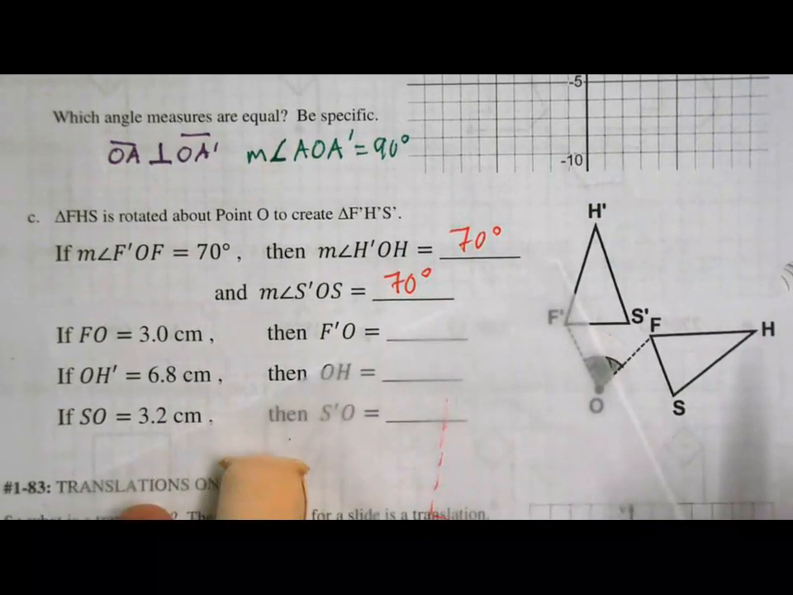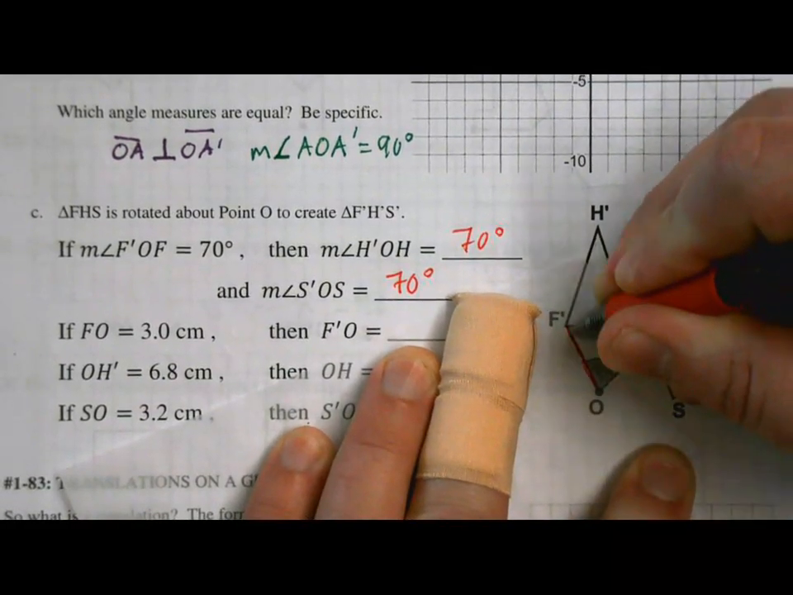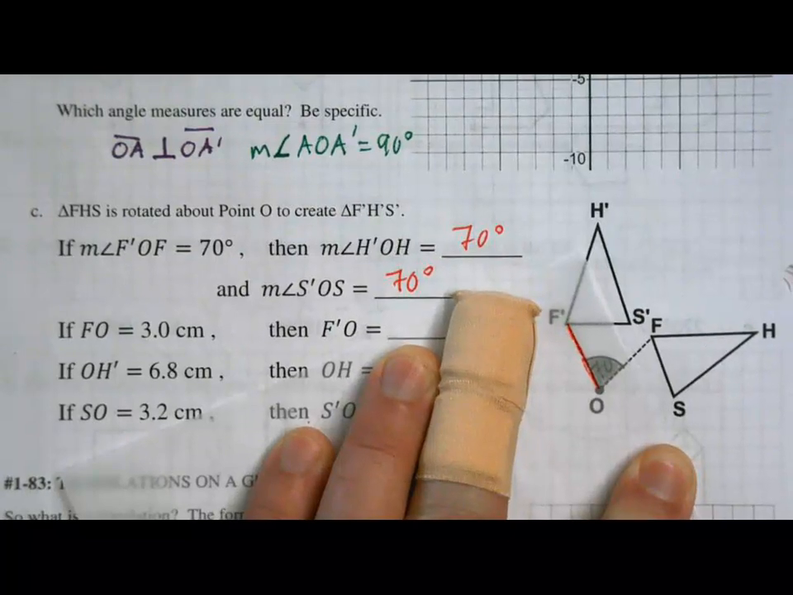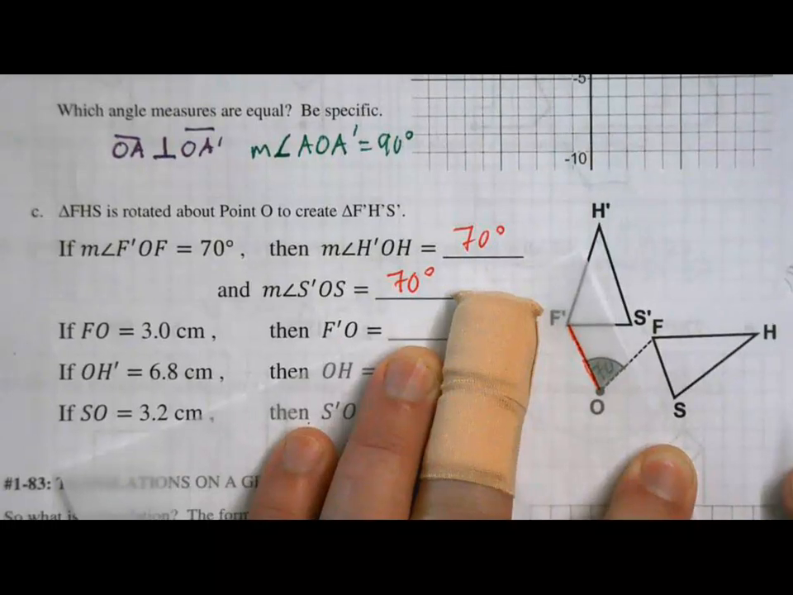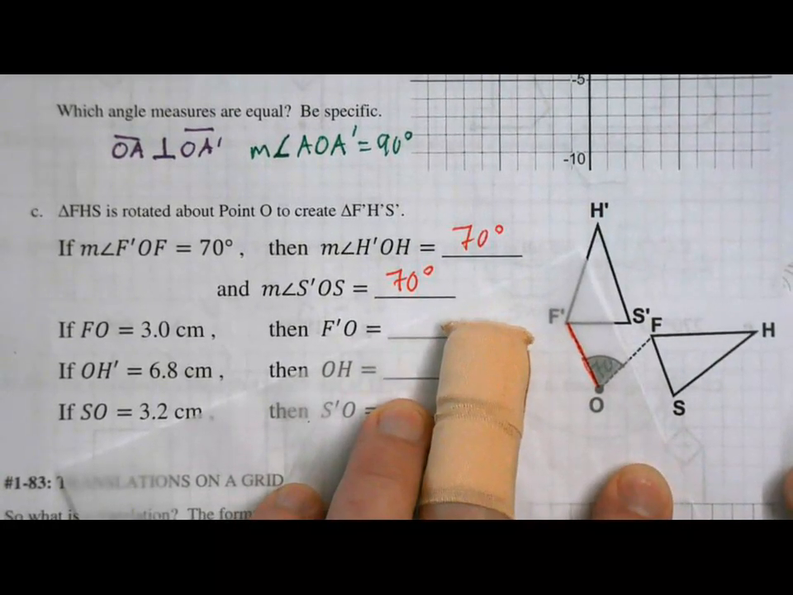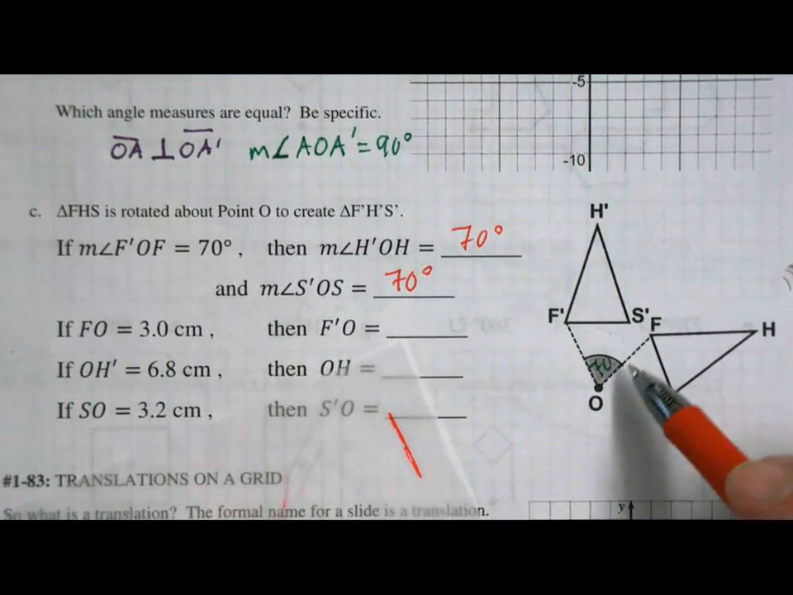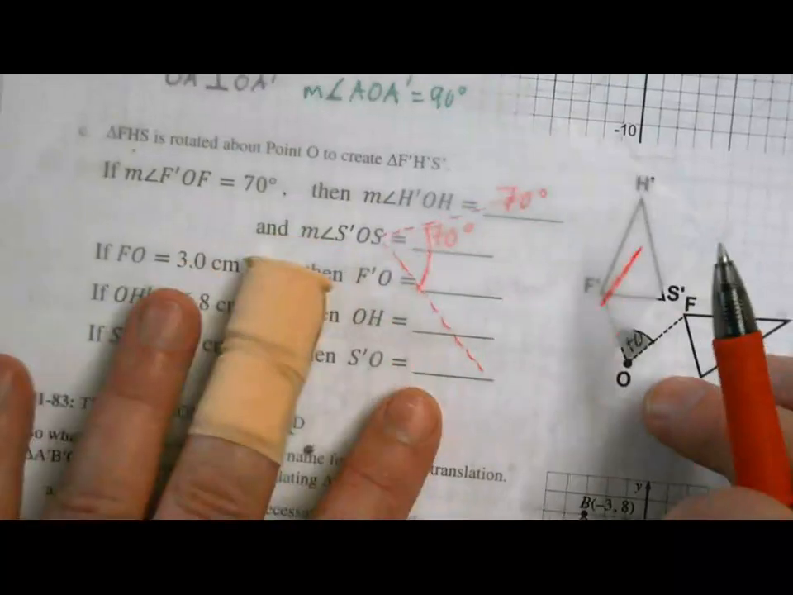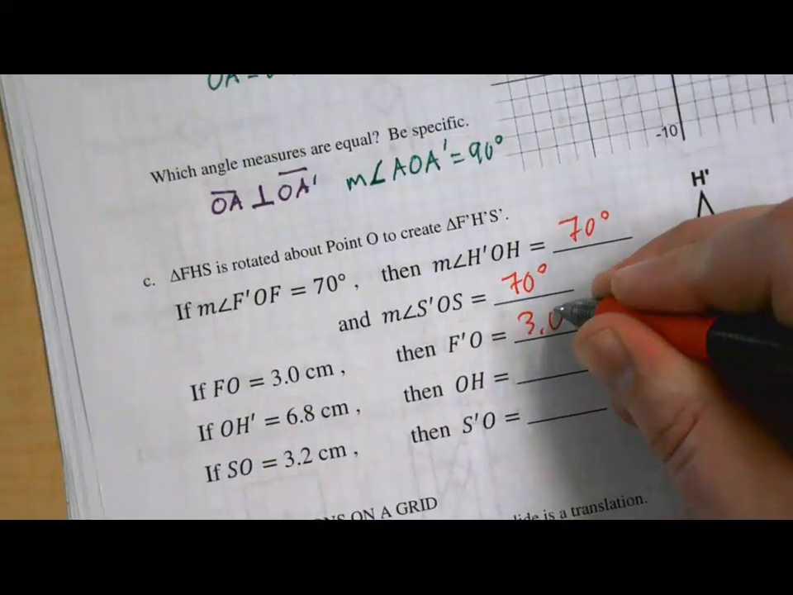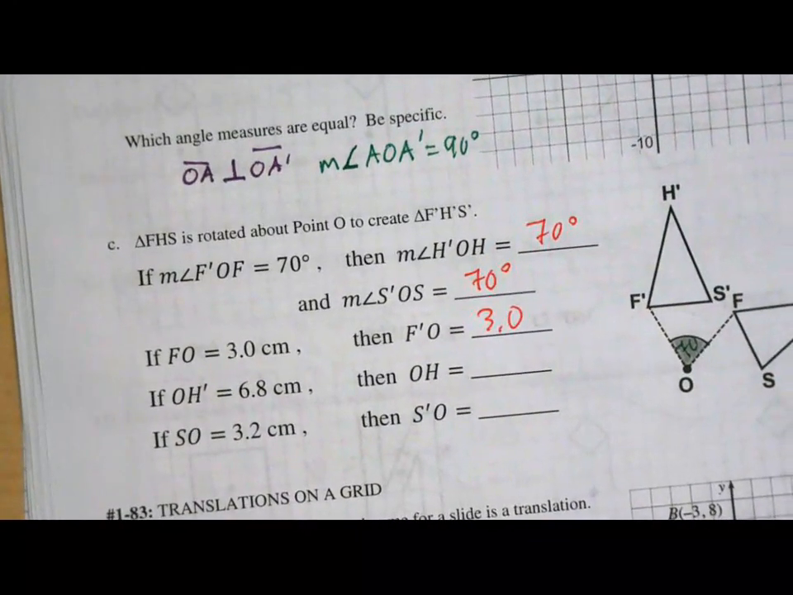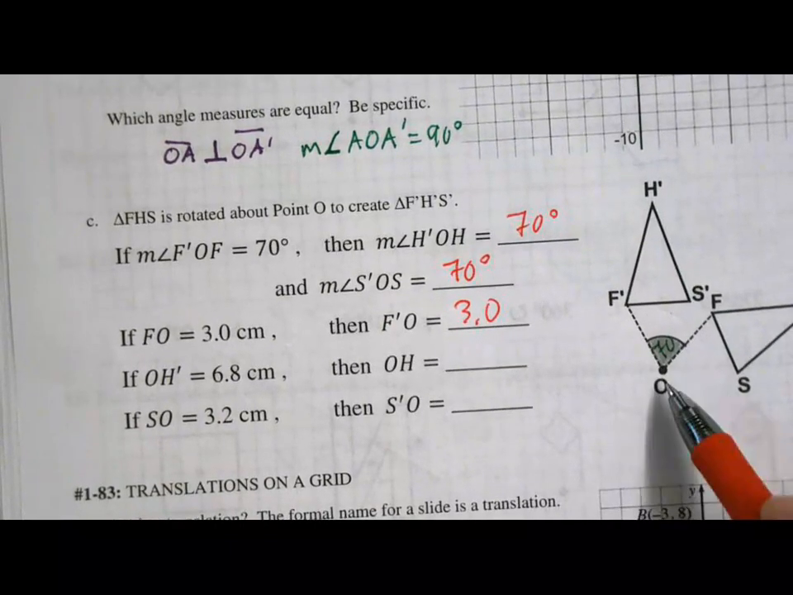The next one says if FO is 3.0 centimeters, that means if I were to actually get out a ruler and measure this and it was 3.0 centimeters, I think that's way too short for 3 centimeters. Then how big is this piece over here? You think those are the same also? They are. This would also be 3.0. And that's always going to be true if you're matching up corresponding distances to the center of rotation.